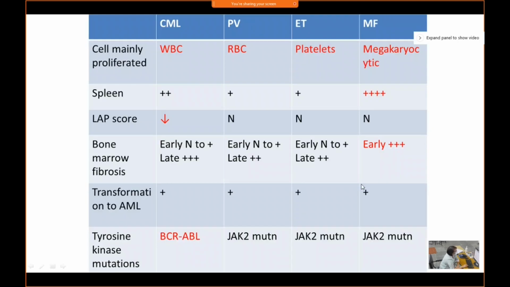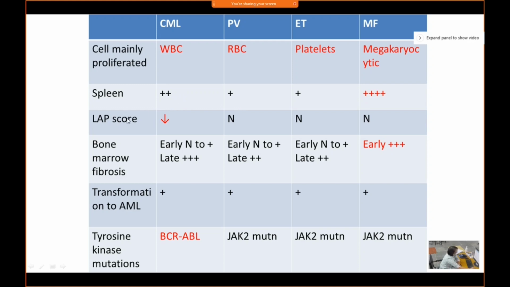Okay, and this table, I think you go through it. I have marked in red whatever is really important, how to differentiate between these 4 MPNs. Okay, so you can see the cells mainly proliferated. And one thing which is very important is the spleen. In myelofibrosis, there is always massive splenomegaly in myelofibrosis. In CML also there may be massive spleen. It is bigger than the other two.